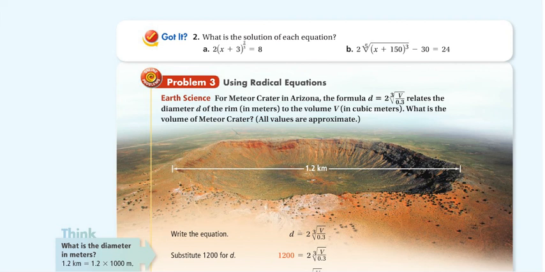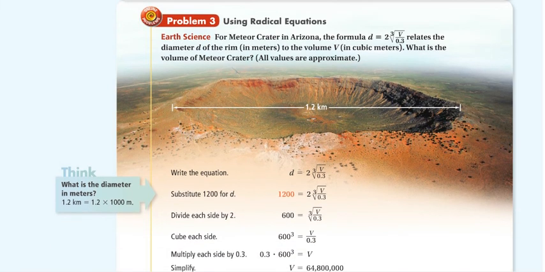All right, our last problem here is problem number 3. We're going to go ahead and apply using radical equations to a formula. In earth science, for a meteor crater in Arizona, the formula D equals 2 times the third root of V divided by 0.3 relates the diameter D of the rim in meters to the volume V in cubic meters. What is the volume of the meteor crater? All values are approximate.